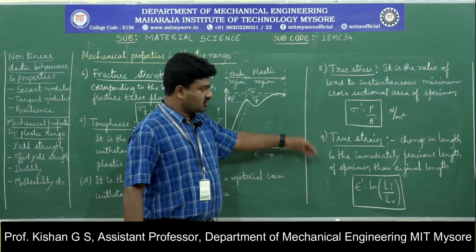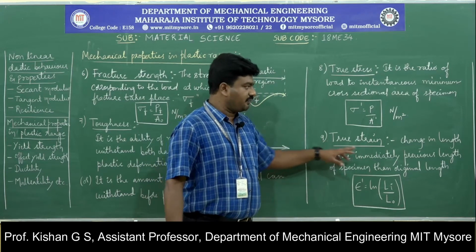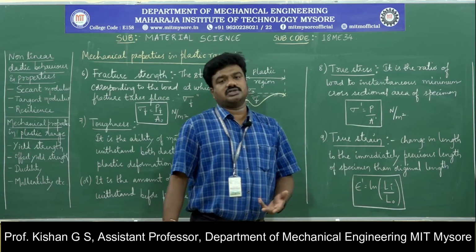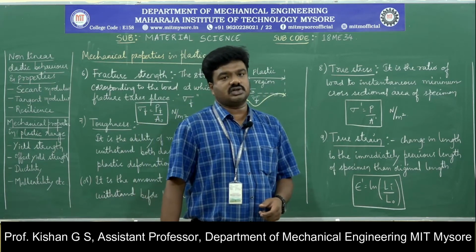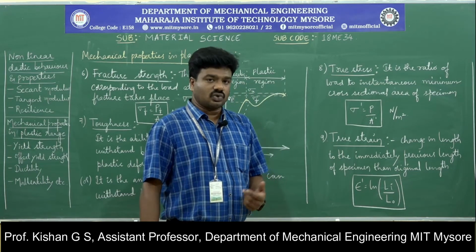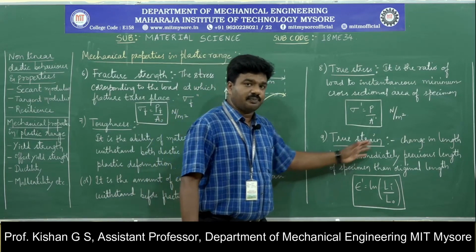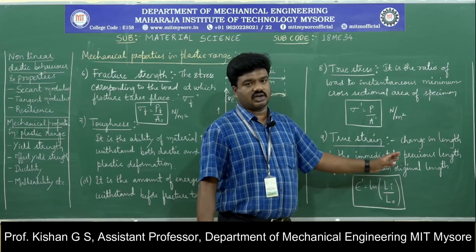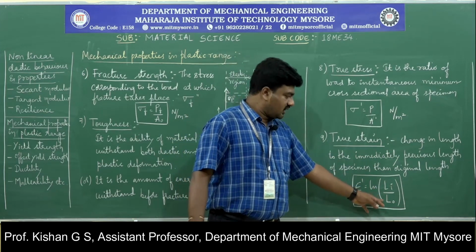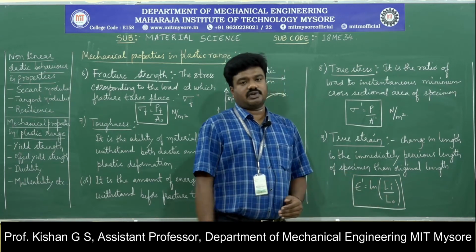Moving on with the true strain, it is defined as change in length to the immediately previous length of the specimen rather than the original length. In engineering strain, we define it as the ratio of change in length to original length. Whereas in case of true strain, we define it as the change in length to the immediately previous length rather than the original length. So it is designated using epsilon dash is equal to ln of Li by L naught. So L naught is the original length, Li is the immediately previous length.